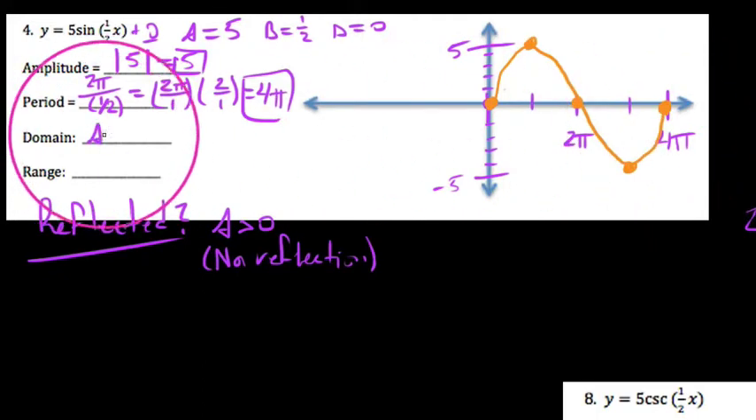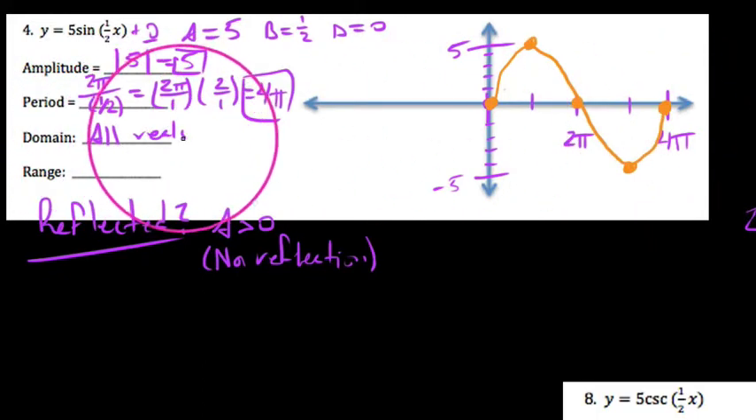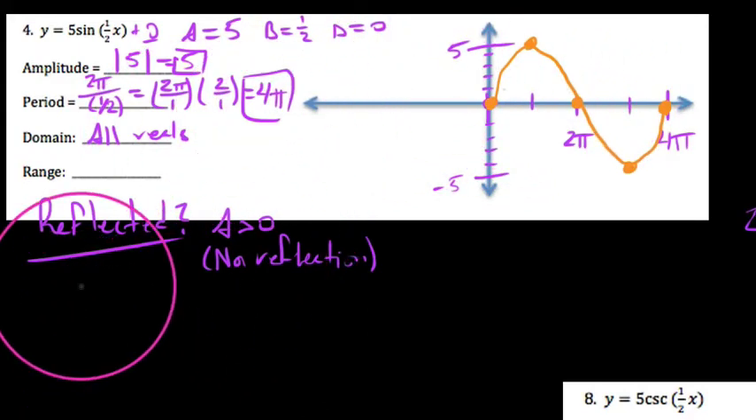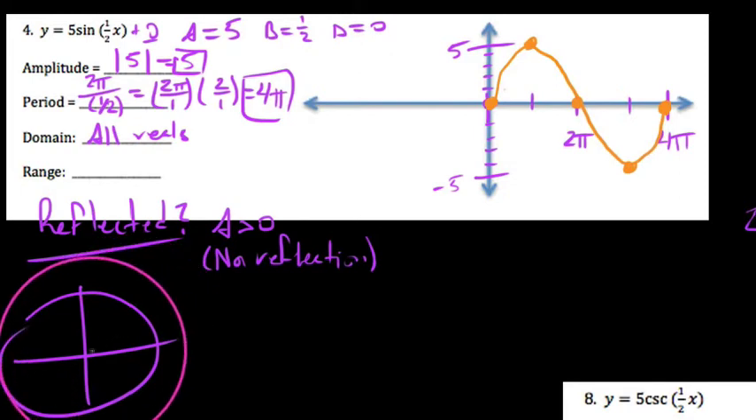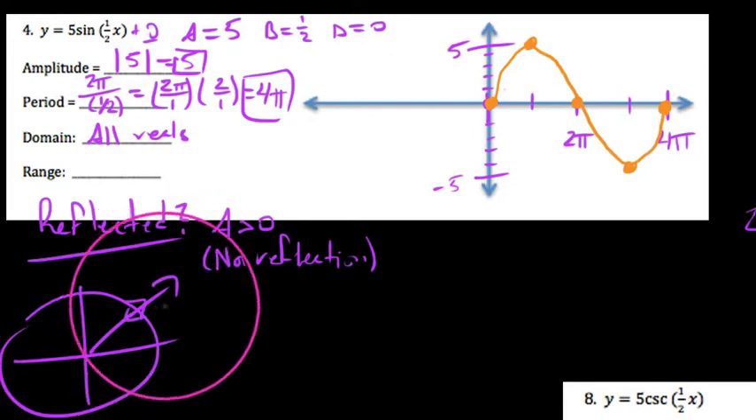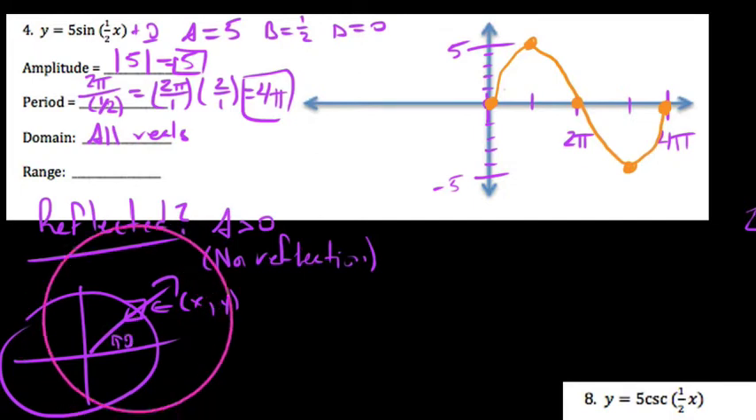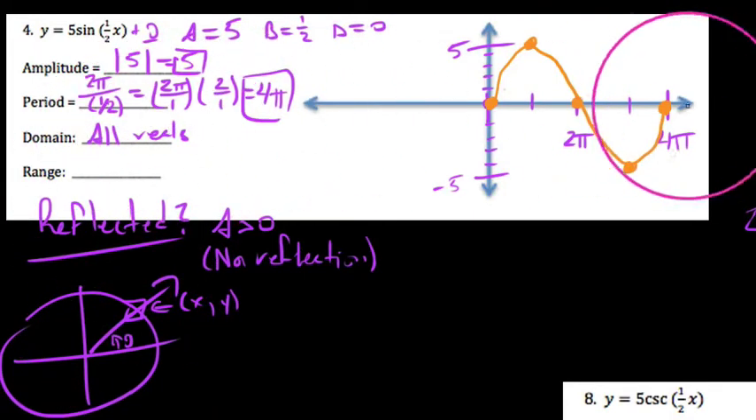Remember that the domain is all reals for every sine and cosine curve. Every angle is going to have a sine or a cosine that goes with it. We can easily just look at the unit circle and say, yes, any angle would have to have some x and some y associated with it. So if that's the case, then it has all reals as an input. It goes left and right forever and ever.